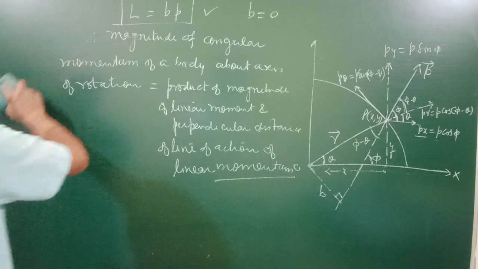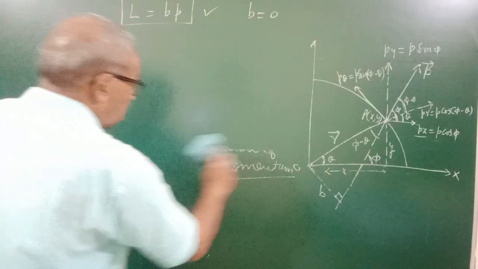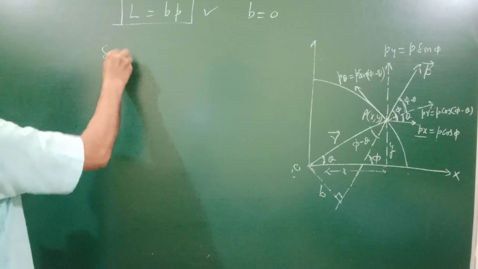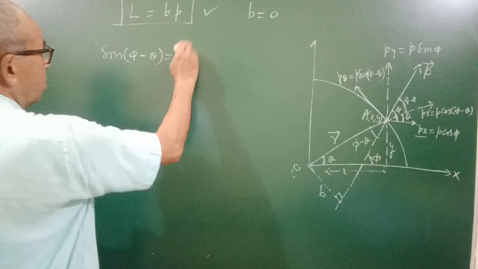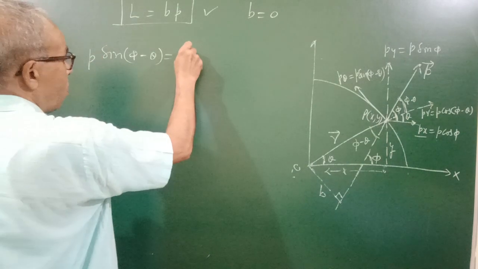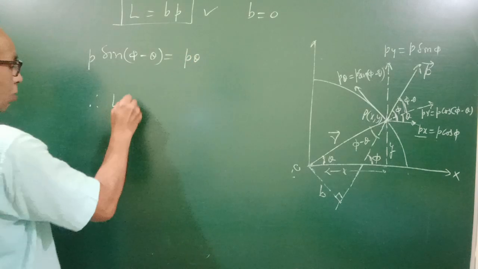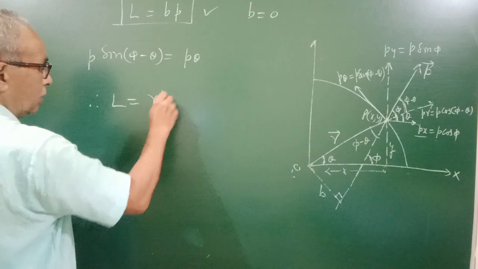Now, further, from equation 2, p sin(phi minus theta) equals p theta. Therefore, the magnitude of angular momentum L equals r into p theta.